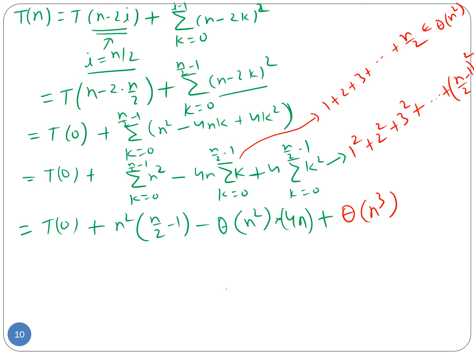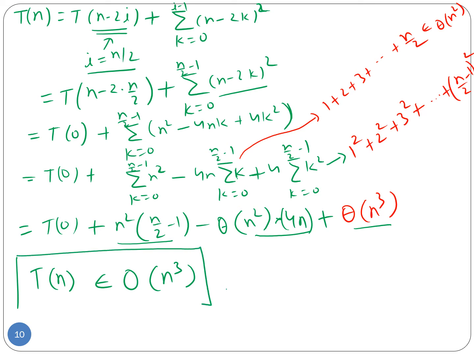Okay, so you see this, all of these terms are theta of n cube. This is going to be n cube, this is already n cube, this is also theta of n cube. So basically our T of n belongs to big O of n cube. This is our result. So we have basically found a bound to each of these terms and derived the overall complexity from that.